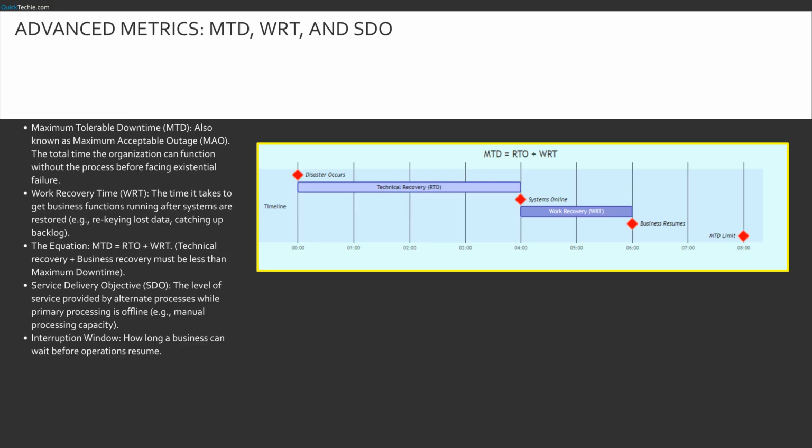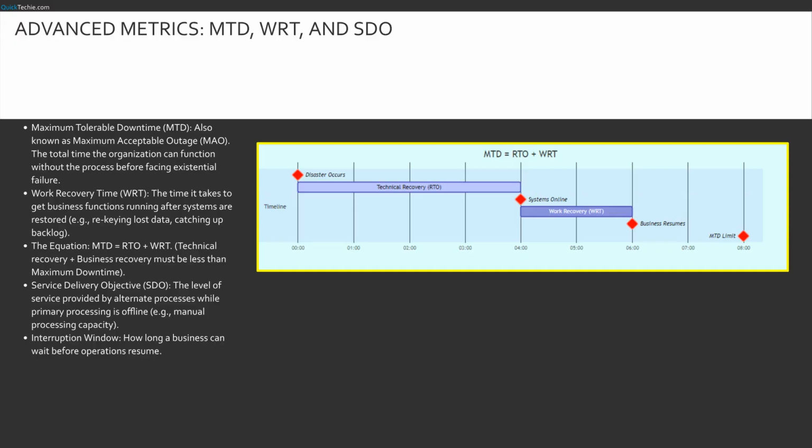RTO and RPO are not the whole story. We have the MTD, or maximum tolerable downtime. This is the absolute ceiling. If you are down longer than the MTD, the business fails. There is also WRT, work recovery time. Once the servers are up, RTO, the staff still has to rekey lost data and catch up on the backlog. Therefore, your RTO plus your WRT must fit inside your MTD.